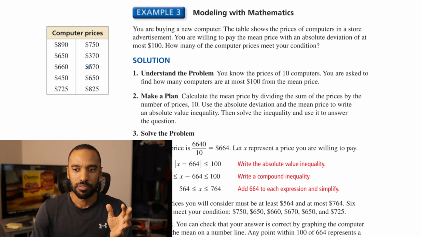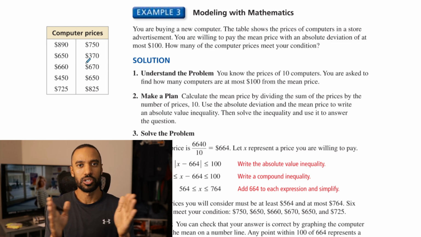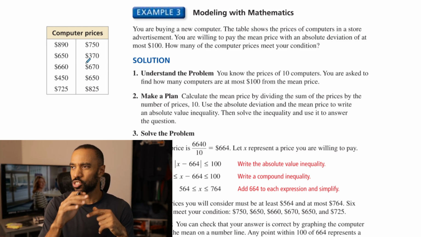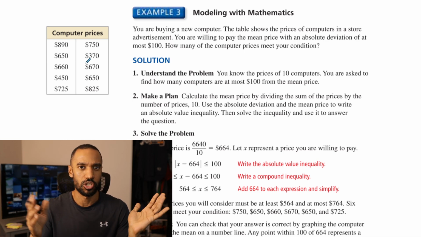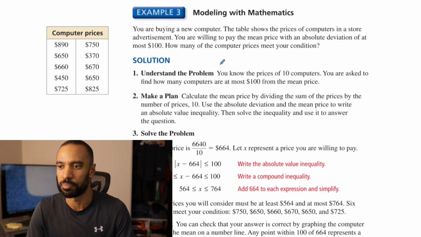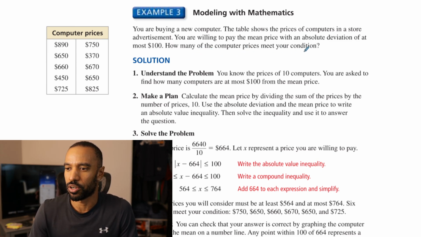We'll take the average of these, and we're willing to go within $100 in either direction of that. We don't want to spend too little, because otherwise these seem like cheap computers, I guess. We definitely don't want to spend too much because it's just out of our wanted budget. How many of the computer prices meet your condition?